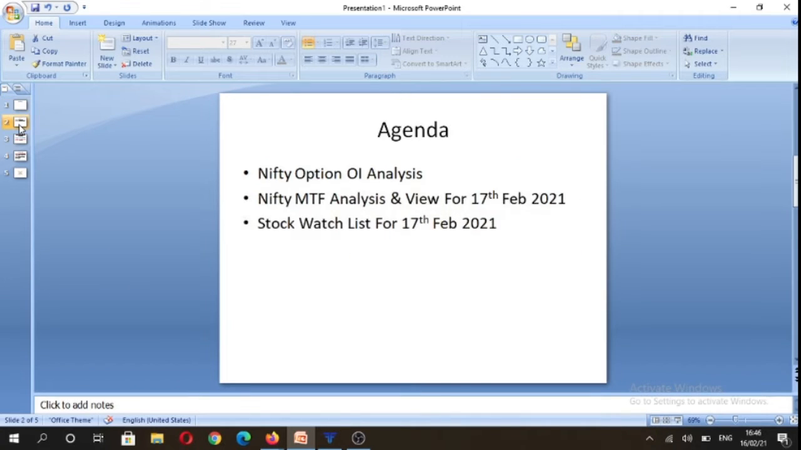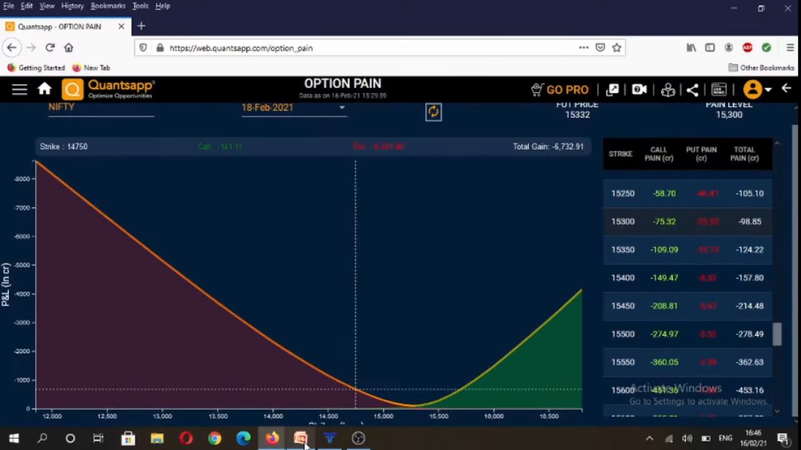The purpose of making this video is to analyze Nifty options open interest data. We would be analyzing Nifty spot on multiple time frames, and we would be framing a view for tomorrow, that is 17th February. Apart from the index, we would be discussing our stock watch list as well. So let's start by analyzing options open interest data.